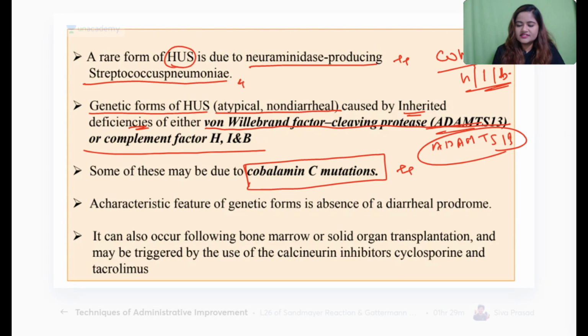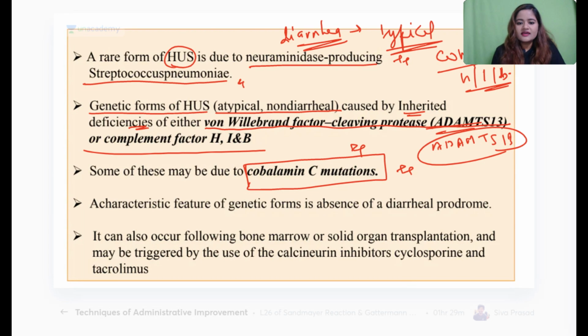So cobalamin C mutation के वजह से भी, as I told you, atypical forms are present। So characteristic in these genetic forms is that they will not present with diarrhea। If you are having a diarrhea associated HUS, that means we are classically dealing with your typical type of HUS, that is your E.